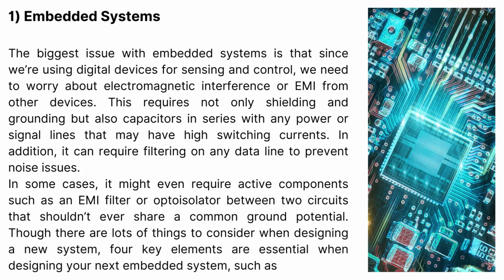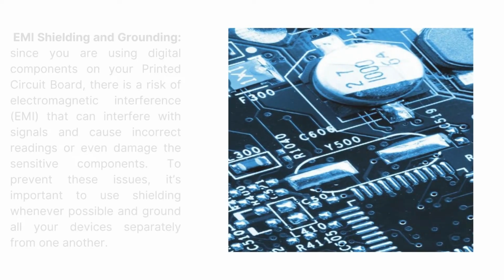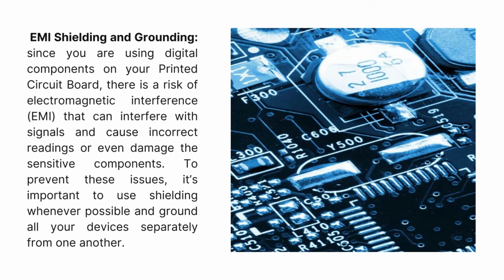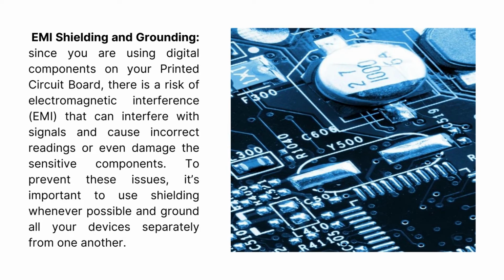Though there are lots of things to consider when designing a new system, 4 key elements are essential when designing your next embedded system, such as EMI shielding and grounding. Since you are using digital components on your printed circuit board, there is a risk of electromagnetic interference, EMI, that can interfere with signals and cause incorrect readings or even damage the sensitive components. To prevent these issues, it's important to use shielding whenever possible and ground all your devices separately from one another.